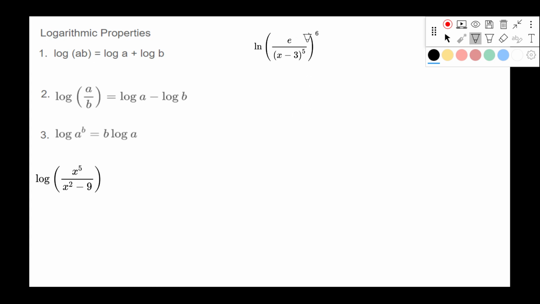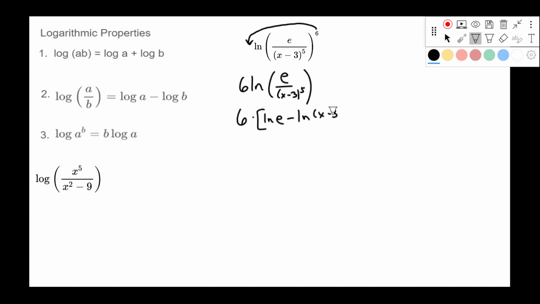Let's try this one over here. We'll have the natural log of parentheses e over x minus 3 to the 5th. Okay, so we'll do this. We'll try it in 2 ways again. So I can take this 6. It belongs to everything that's here. Put it in the front. And that would give me 6 natural log e over x minus 3 to the 5th. Now, I have the natural log of an argument that's divided. So that's property number 2. It says that I can split them apart by subtraction. So it's going to be 6 times whatever I write here when I subtract them. Natural log of e minus natural log x minus 3 to the 5th.